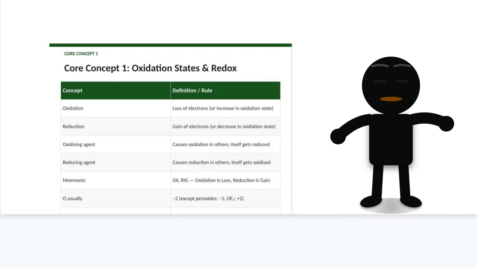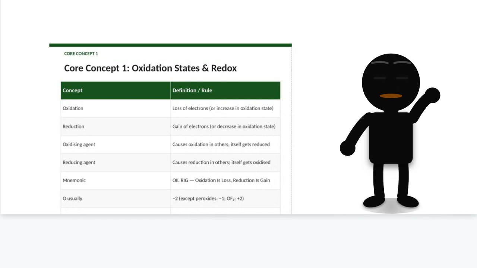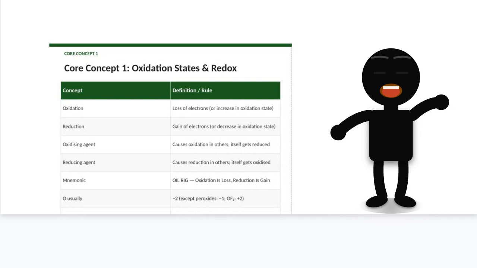The oxidizing agent is the species that gets reduced, it takes electrons from something else. The reducing agent is the species that gets oxidized, it donates its electrons. For assigning oxidation states, oxygen is almost always -2, hydrogen almost always +1, and all neutral atoms in their elemental form have oxidation state 0.